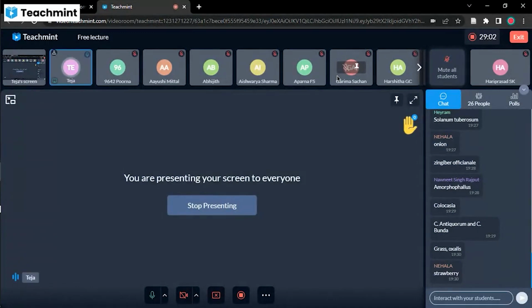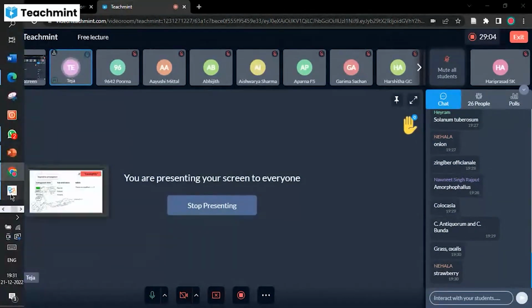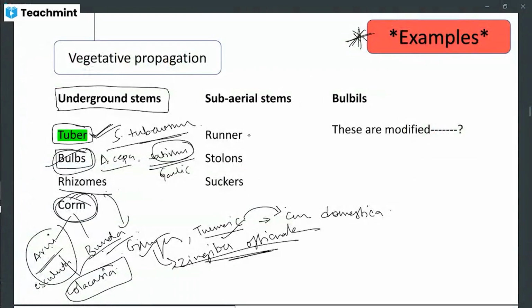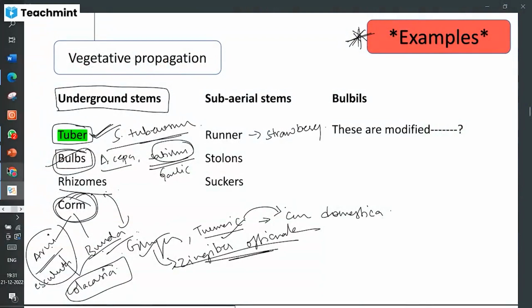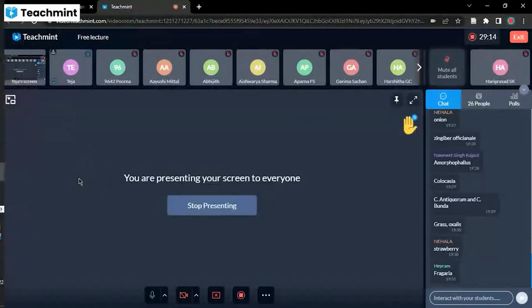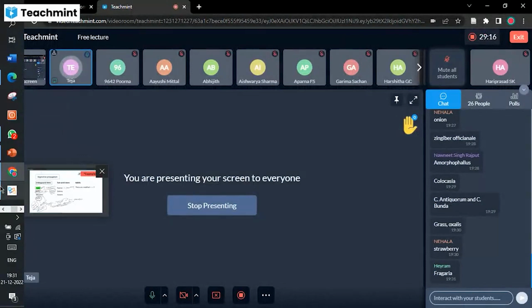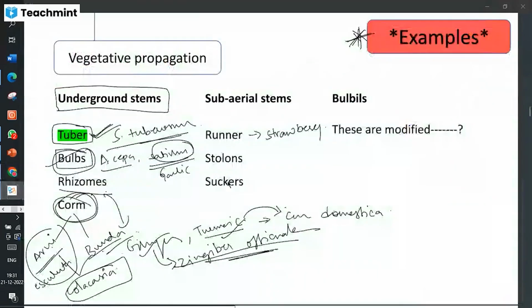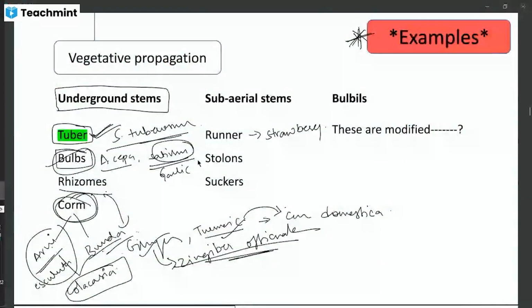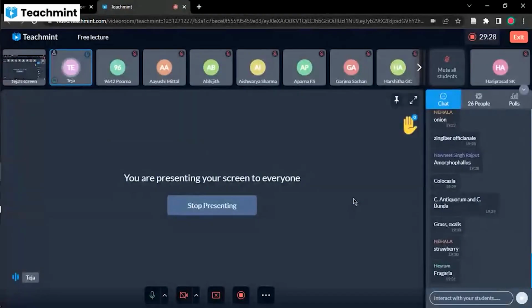Yeah, strawberry is the right answer. So what is the scientific name of the strawberry? Fragaria, good. So that is the genus Fragaria, and whatever your species might be, it counts. And an example for stolon. What is an example for stolon?